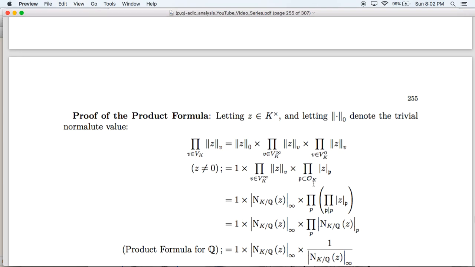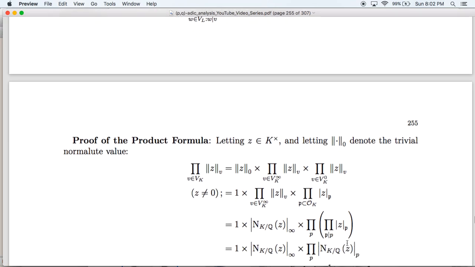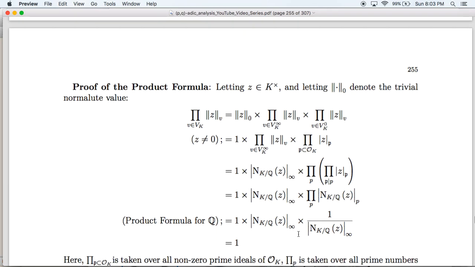Here, since every prime ideal of O_K lies over some prime number p, we can group these according to all the prime ideals that divide p for every prime p. Then, by our lemma, the product for all prime ideals P that divide p is going to be the p-adic absolute value of the field norm. And then here, this is the product formula for Q, because this is a rational number. And then we get 1.